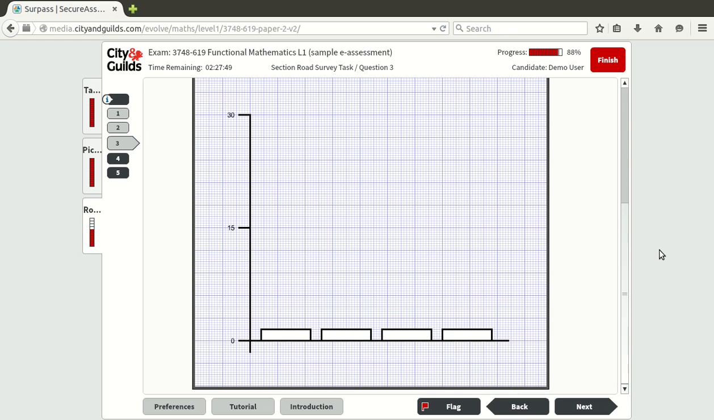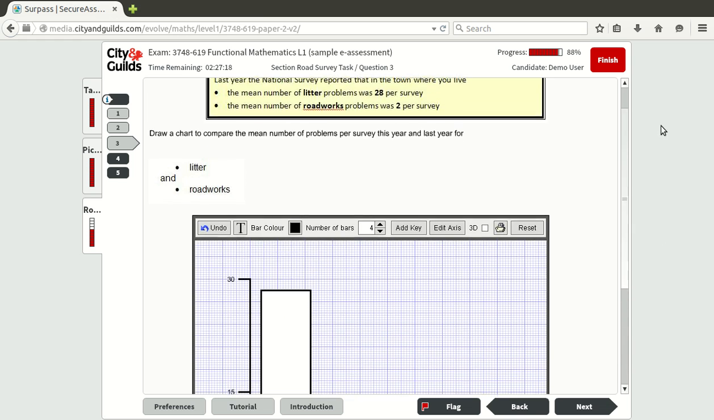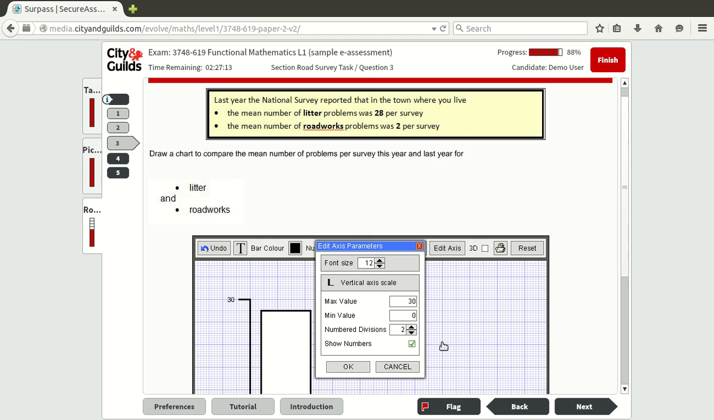Right, so now I can draw my graphs. So I know that 30 is up top. So I know that my result from my last survey for litter was 28. So 28 could probably be, let me just change my axis again, change this as well. Probably change it to 1, yeah, and it goes there.